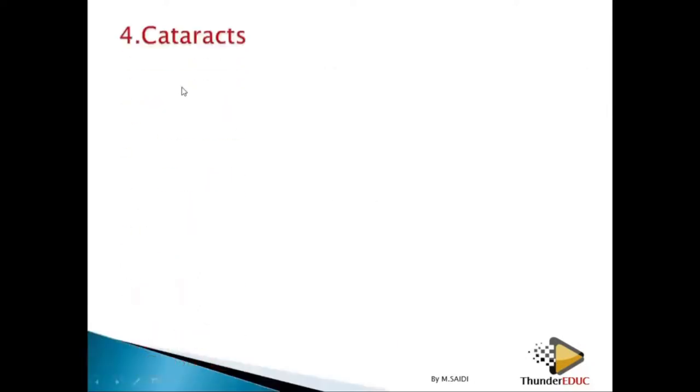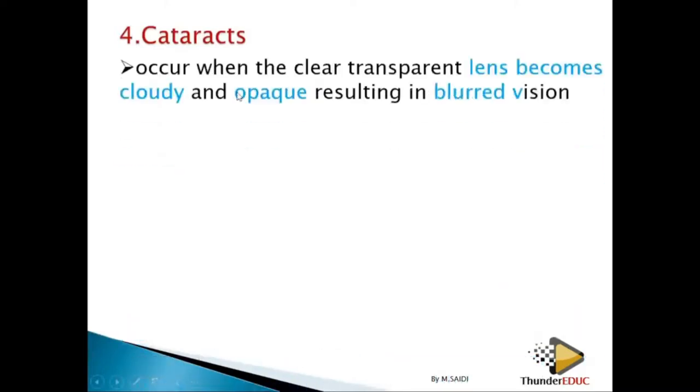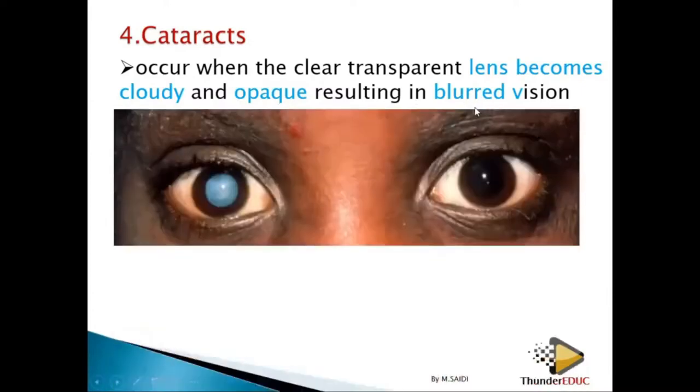The last one is what is called cataracts. Cataracts is like a milk substance in your eye. It occurs when a clear transparent lens becomes cloudy and opaque. It means that it does not allow light to go through, resulting in blurry vision.